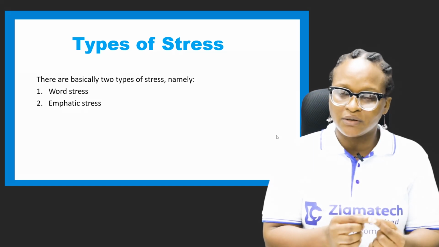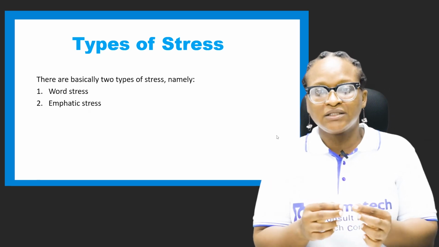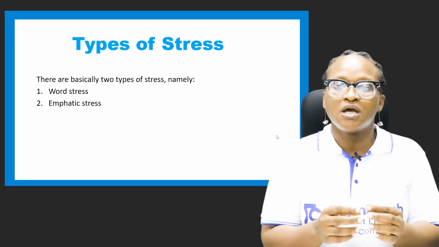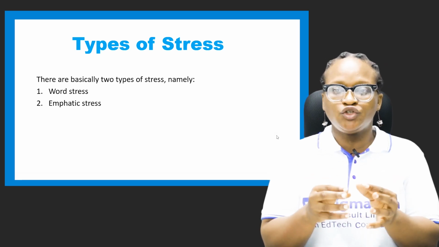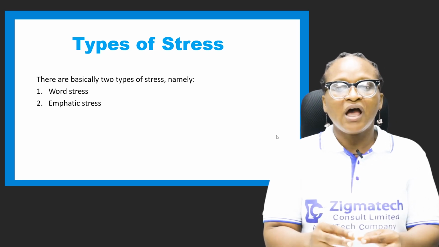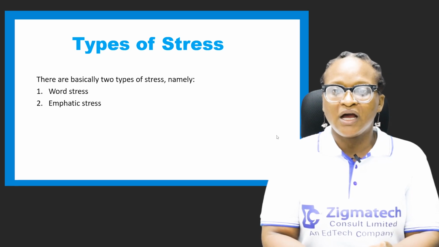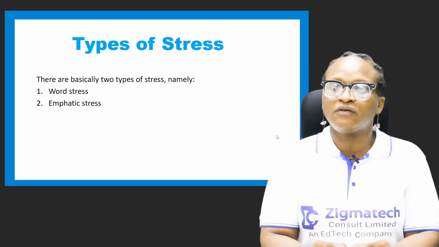I told us upon introduction that in a word, we could have 2 syllables, we could have 3 syllables. If I have a word such as education, I have 4 syllables in the word education. I have the E, I have Ju, I have K, and I have Shan.